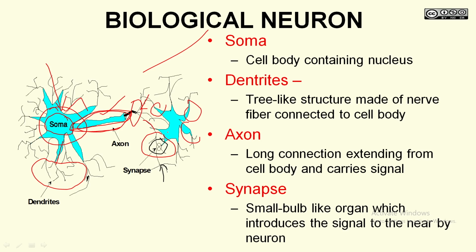So now what is our duty? In order to create an artificial version of this particular neuron, we should understand the biological functionality of the neuron. So this is the biological action.